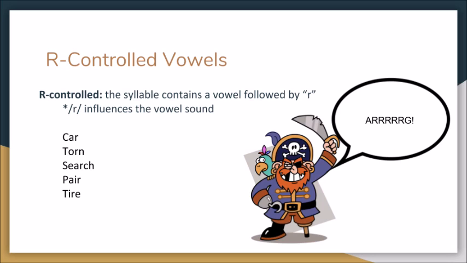R-controlled vowels. Students are taught that the letter R is a consonant, but it's also important for them to understand that the letter R influences the sounds of the vowels that precede it. In these examples, we see R-controlled vowels: ar, or, air, and ire.